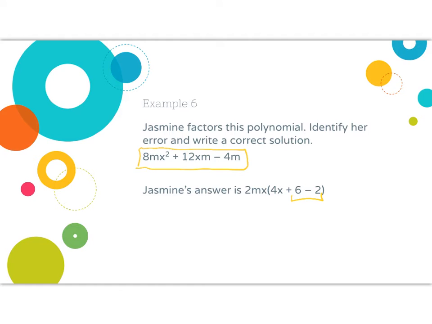So the greatest common factor between 8, 12, and 4 is 4. And the variables that they all have in common, they all have an m in their term. However, 8mx squared has an x. We have an x here, but there is no x there. So our greatest common factor is just 4m. What's left behind if I divide the 4m out of each term is 2x squared plus 6x minus 2. Okay. Oh, sorry, minus 1. Oopsie.